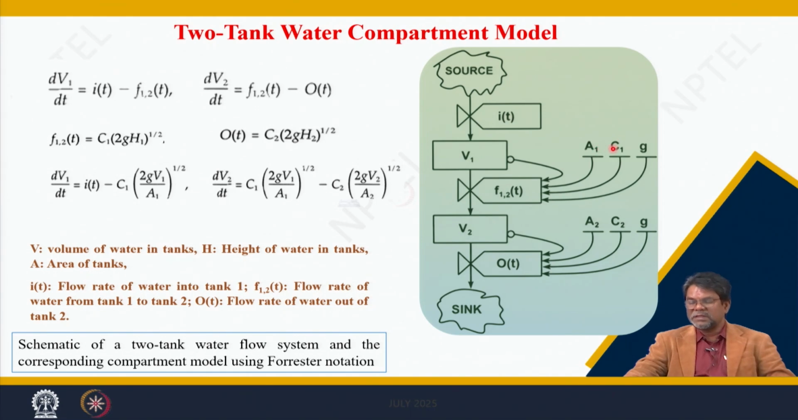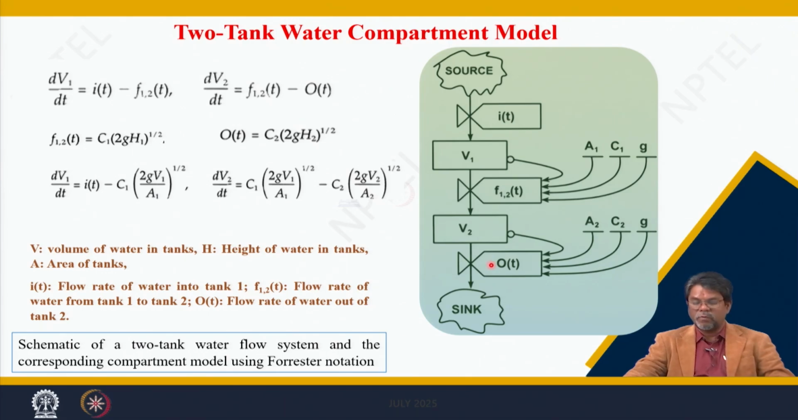The A1, C1, g and V1. V1 itself is a state variable that definitely influences the flow rate, and A1 can be a parameter, the area of the tank, C1 is a constant and g is a universal constant, the gravitational constant. So, these are the parameters and these are the state variables that influence the flow rate of water from tank 1 to tank 2.